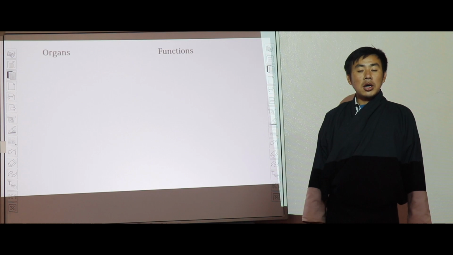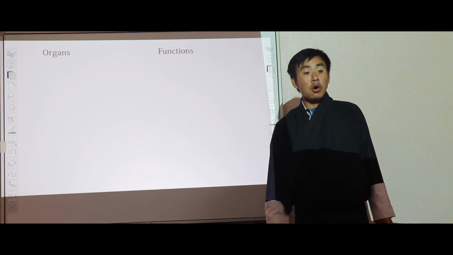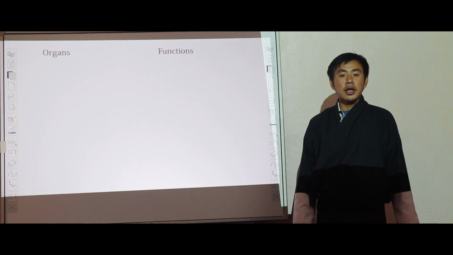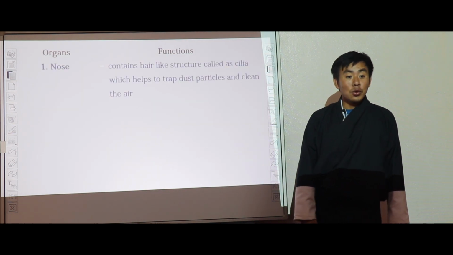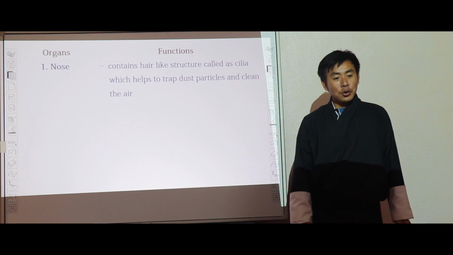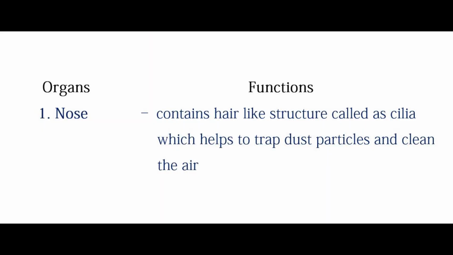Okay, now let's talk about the functions of those organs that are involved in breathing. So firstly, let's talk about the nose. So the nose is the first organ from where the air gets inside our body. It contains a hair-like structure called cilia, and these cilia actually trap the dust particles entering our body. It also cleans the air.